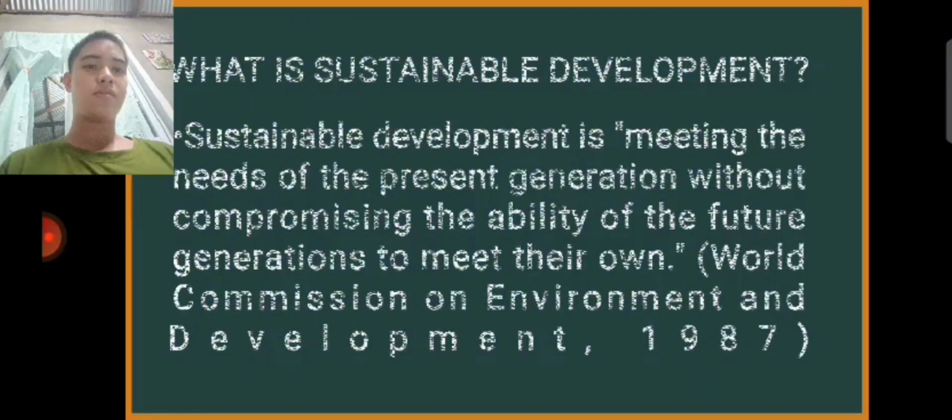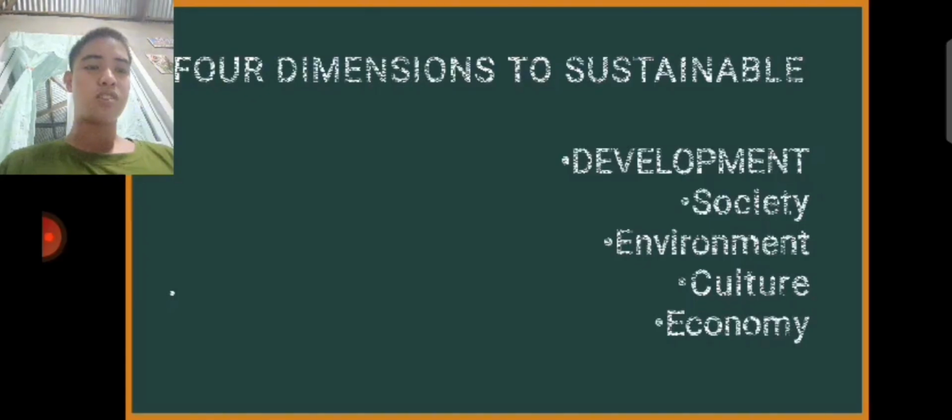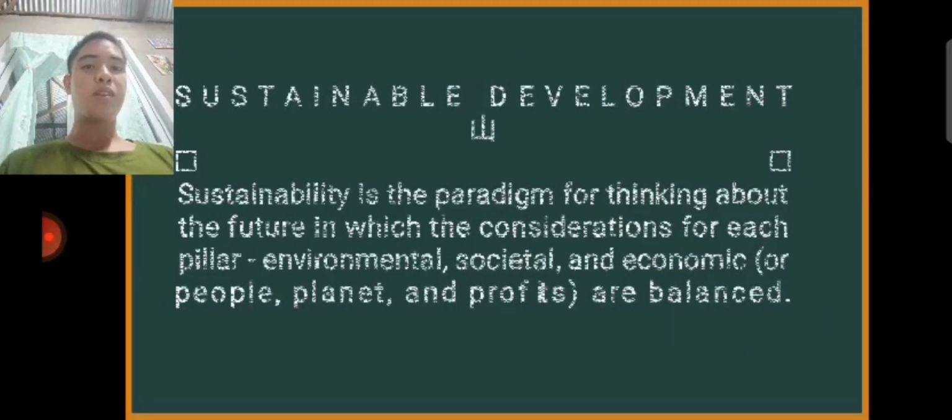Okay, so next, in sustainable development we have the four dimensions. So this is the society, environment, culture, and economy. I will not tackle much about this, since this will be discussed by the next reporters. All you just have to do is familiarize yourselves with this concept.